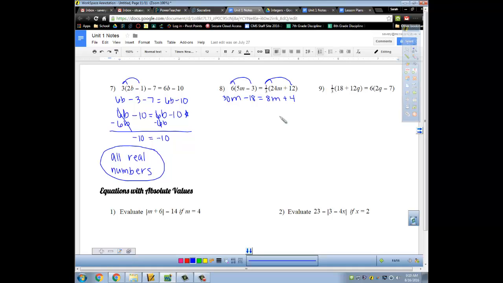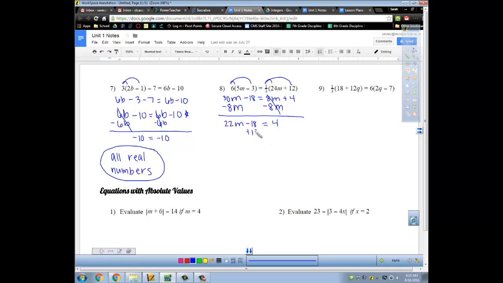I will tell you on your homework there's a problem that does involve a lot of fractions, so take your time with that one. So I have multiple terms on both sides, so I'm going to choose the smallest variable, which is the 8m, so subtract 8m from both sides. And again, you can choose the 30m, you're just going to deal with more negatives. 30m minus 8m is 22m. Bring down your minus 18, your equals, that cancels, and then 4.